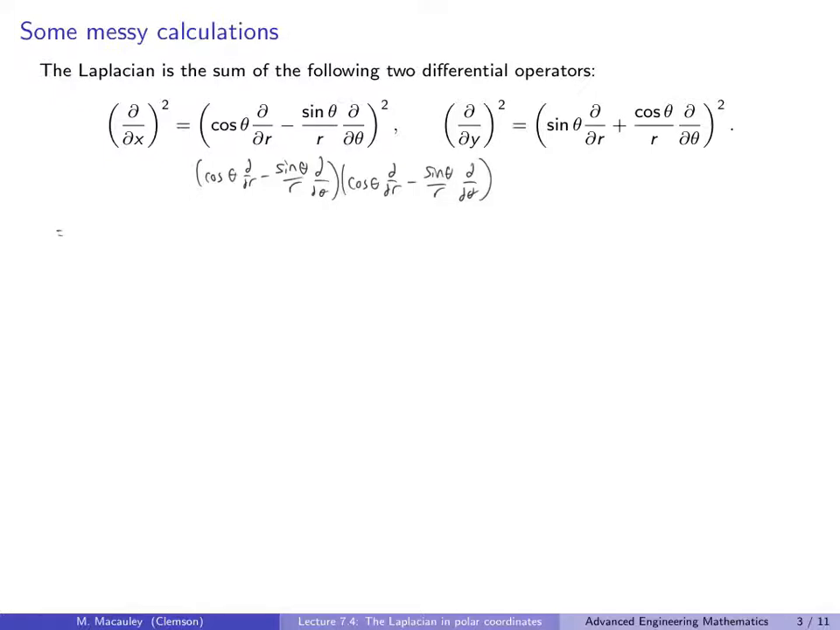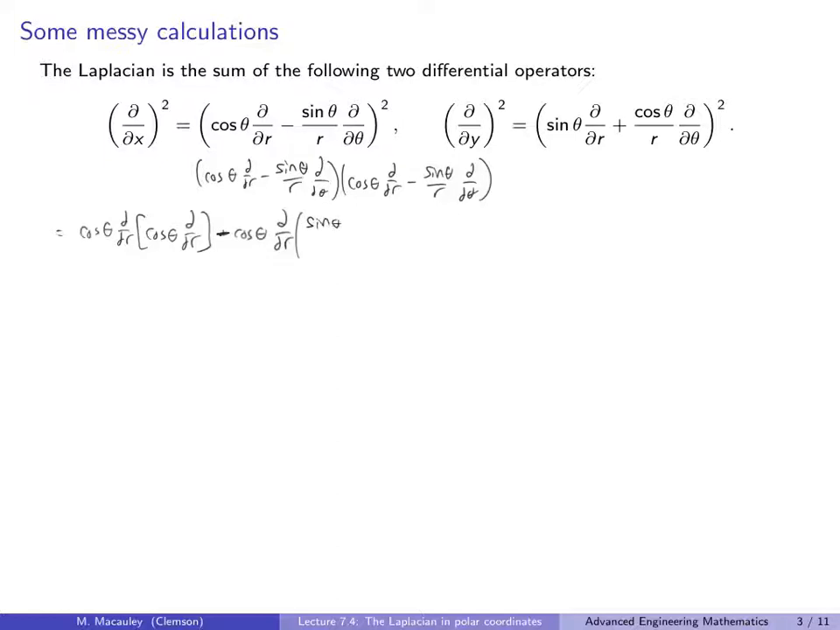So it's just like we're multiplying polynomials. It's this times this. So this is cosine of theta times d dr times cosine of theta times d dr. Next, let's do cosine times that term. So this is cosine of theta times d dr times, well, this is minus, so I'm actually going to make that a minus there.